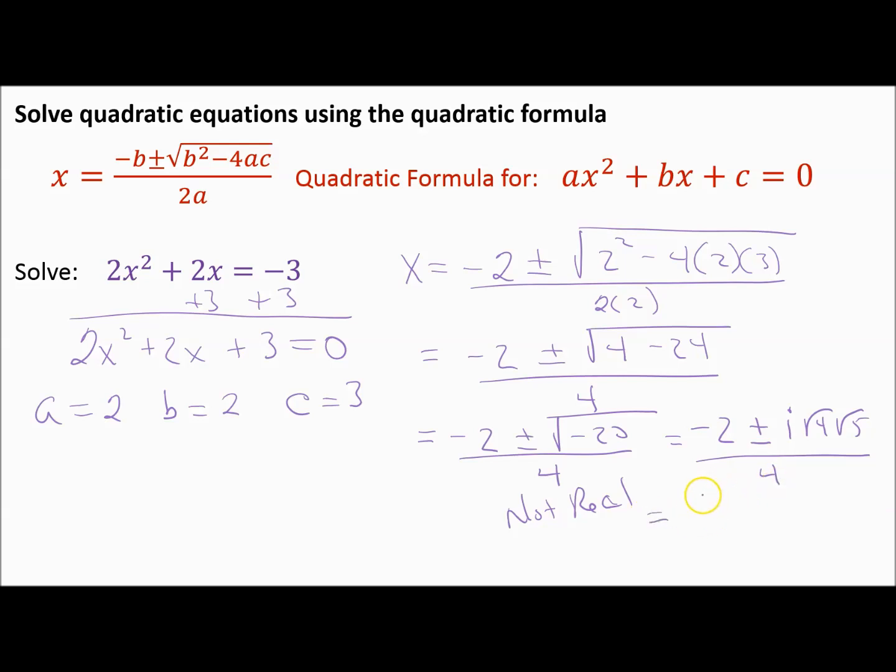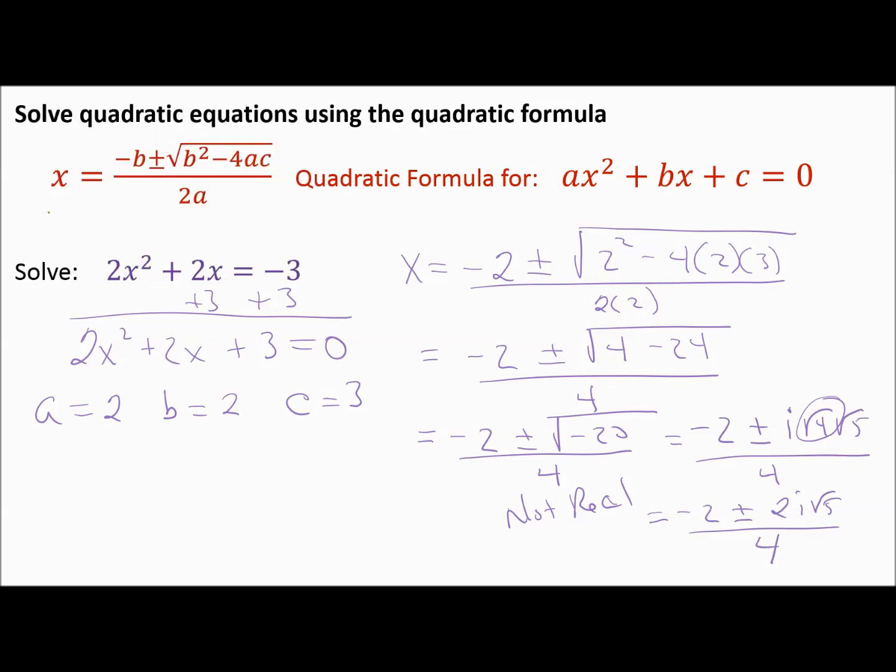I keep simplifying. That's negative 2 plus or minus. Now the square root of 4 is 2. So I'm simplifying that, and I'm writing it as 2i square root of 5 over 4. And then over here in green, I'm going to write my final answer.